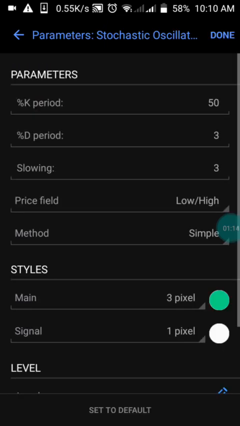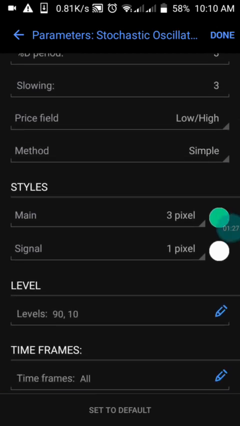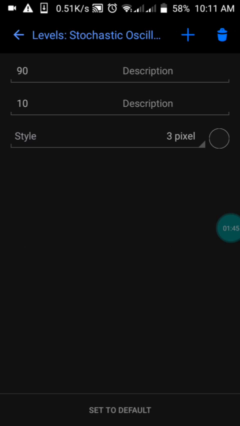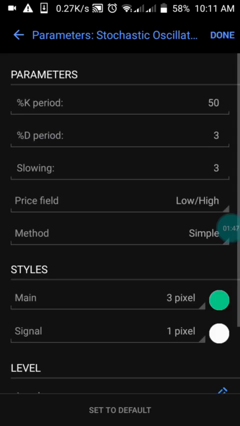So we have the oscillator. We have the K period to be 50, the D period to be 3, the slowing to be 3, our feed to be Low/High, and our method to be Simple, and we have our color here. You can choose any color of your choice, but make sure that the one that I have as white here is also the color of your background. So if you are using a black background, make sure you choose black color here. And also I have the two levels here, which are 90 and 10. These two levels are very important in the oscillator settings.